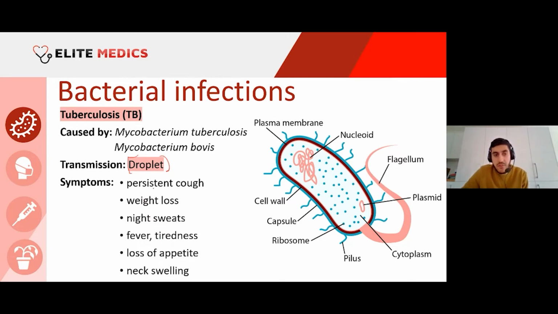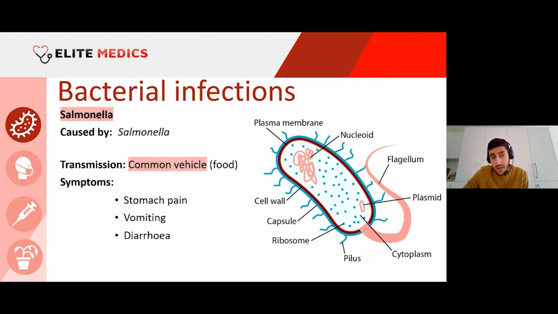Fever. Fever is a very common sign in all bacterial infections, and then feeling very fatigued, tired, swelling on your neck, loss of appetite. So very generalized disease symptoms that you often see, and that's the way TB presents. TB is a good example of a droplet bacterial infection, so it's good to know some examples.